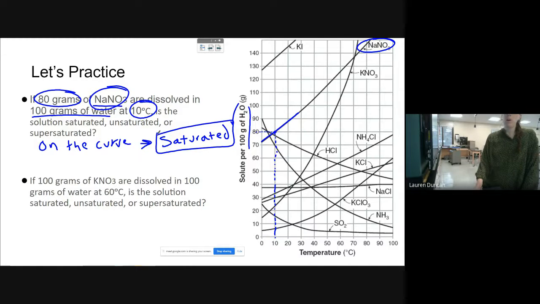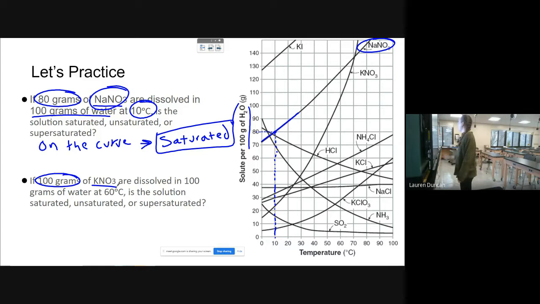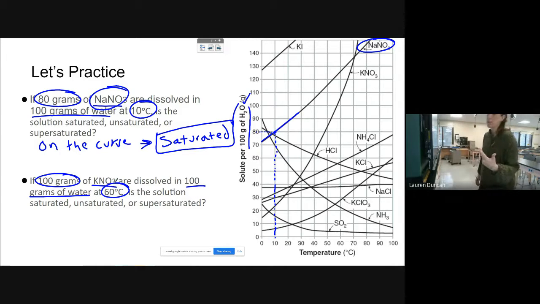All right, let's do one more, and then you're going to work on the lab. This says, if 100 grams of KNO3 are dissolved in 100 grams of water, which again is what matches Table G, at 60 degrees Celsius, same question, is the solution saturated, unsaturated, or supersaturated? So let's plot the point: 60 degrees C, 100 grams, so 60, 100.